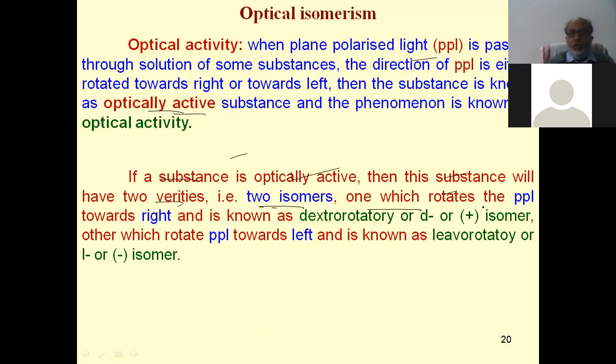One of which will rotate the plane polarized light towards right and is known as dextrorotatory, or simply D or plus isomer. And the other one rotates the plane polarized light towards left and is known as levorotatory, or L or minus isomer. There is nothing much to know about this one. Already you know it. So one is dextrorotatory and the other levorotatory.